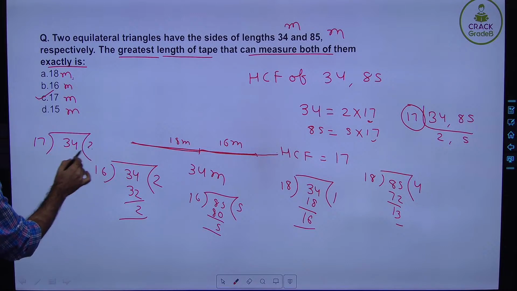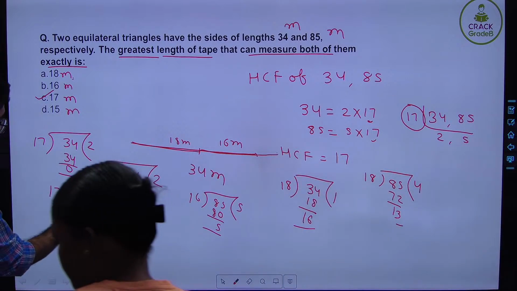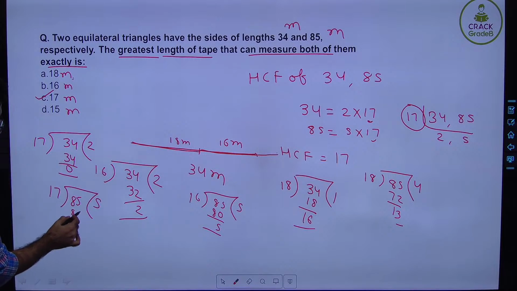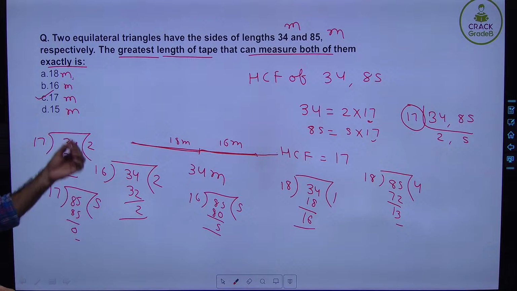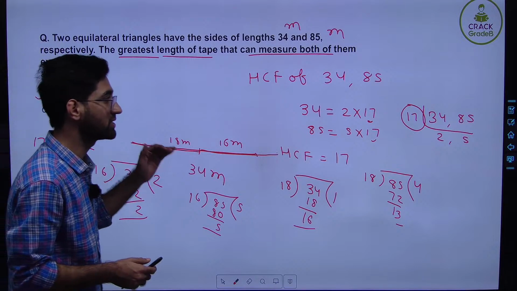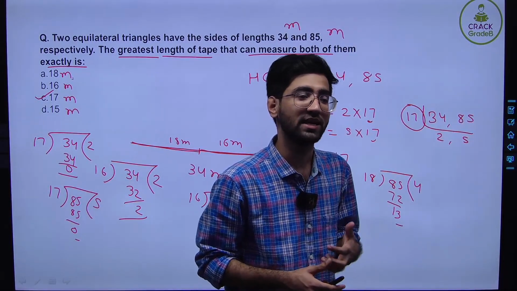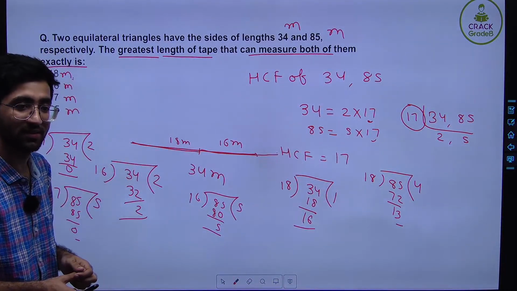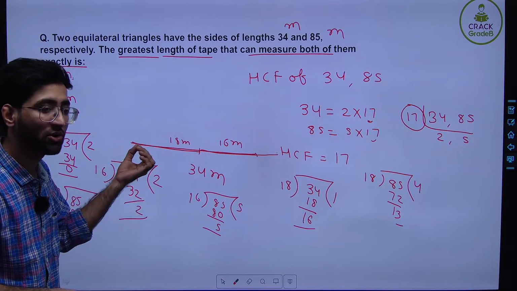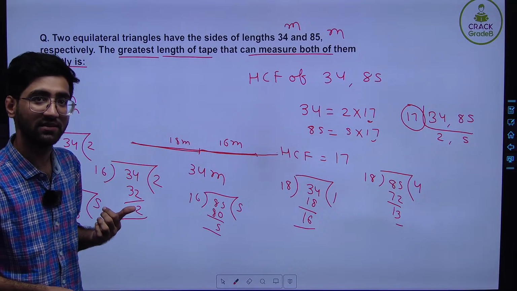17 and 34. The remainder is 0. Right? 17 and 85. The remainder is 0. Means you can measure 34 meter and 85 meter by using 17 meter tape, right? But don't worry, we will solve many questions related to the concept of HCF and LCM, and we will also learn how we can use options to answer, right? You can expect 1 or 2 questions of this kind getting asked in CSAT, right? So any doubt?